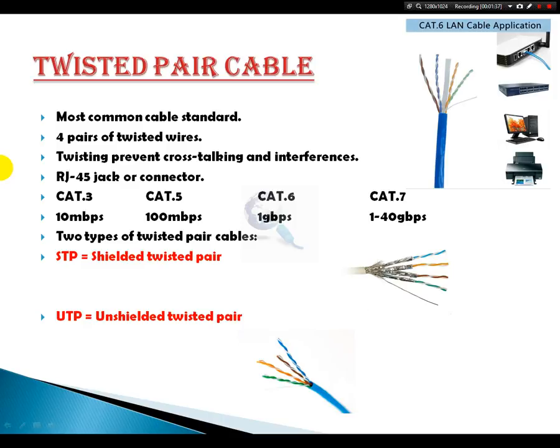Twisting prevents crosstalk and interference. If you're wondering why it's called twisted pair cable, it is because twisting the wire prevents crosstalk. Crosstalk is, let's say, if one of these wires is transferring data, it will interfere with the other wires. But the more the cable is twisted, the less crosstalk and interference. That's why it's called twisted pair cable.